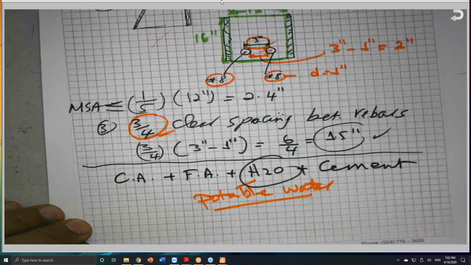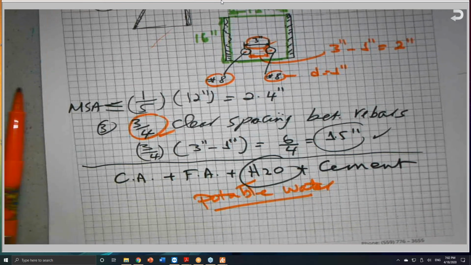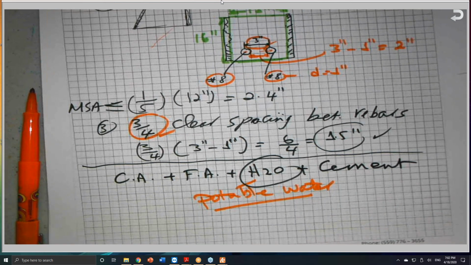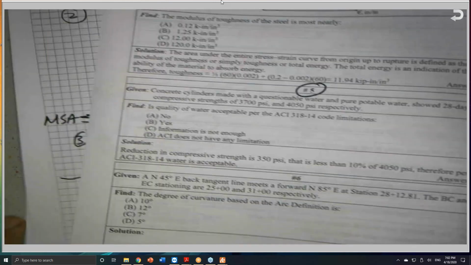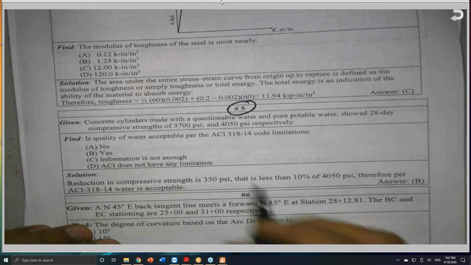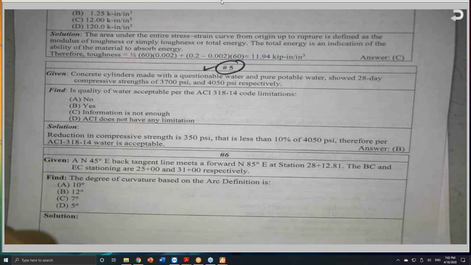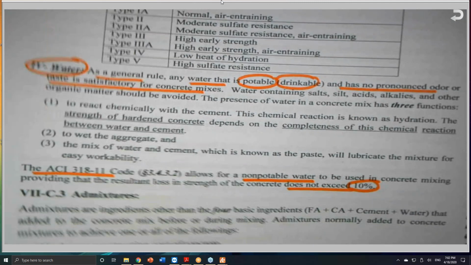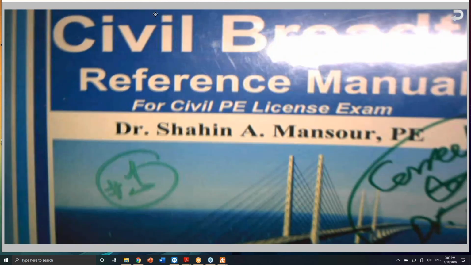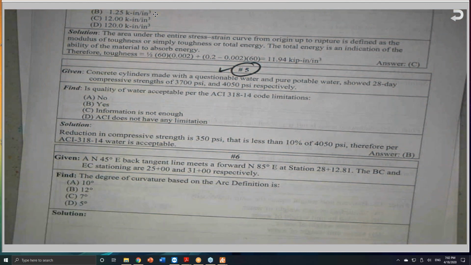So ideally this must be potable water, no taste, no odor, all these things. But if the only source available to us is non-potable water, the code says that yes, it is allowed. So problem number 5, this is what I meant by that. I showed you the section in my book, in my Civil Bridge AM. This is the one that has a bridge here, this nice bridge. I did not invent it; all these are given in codes.